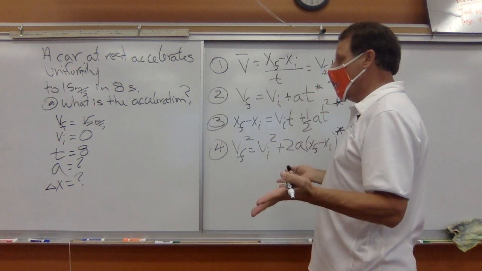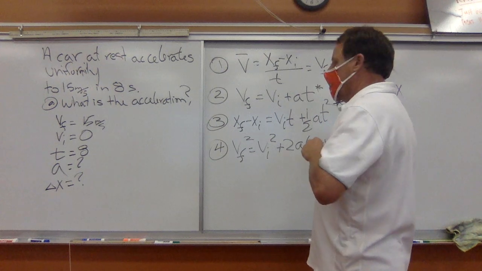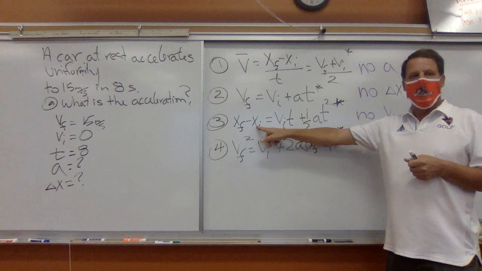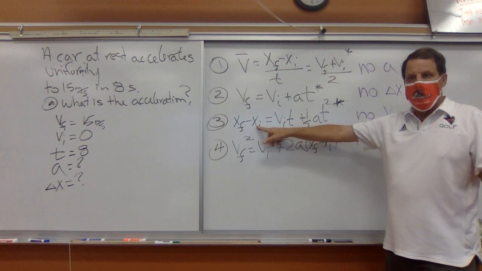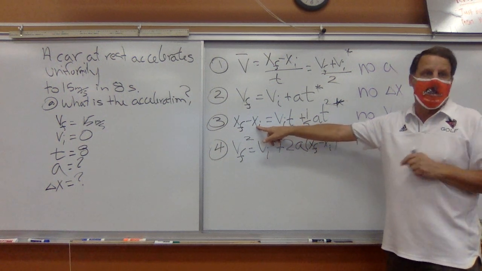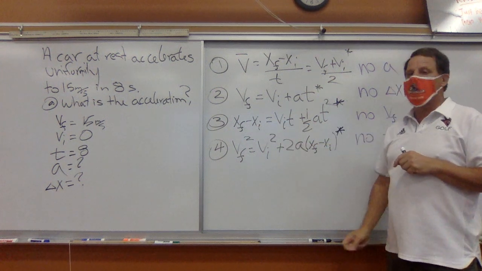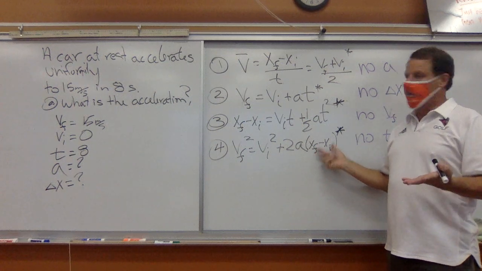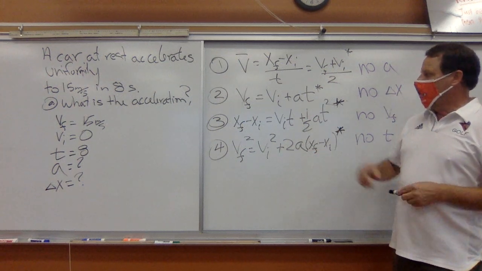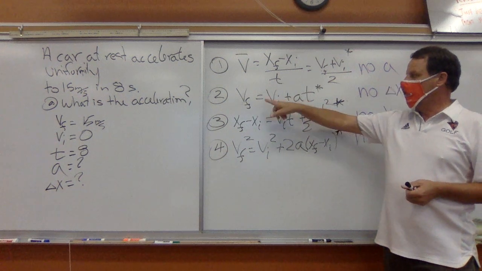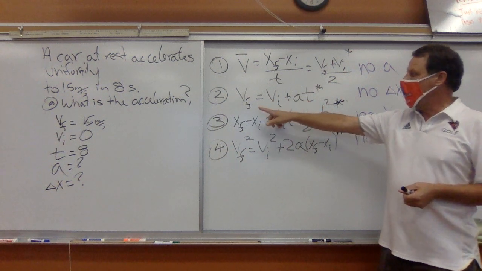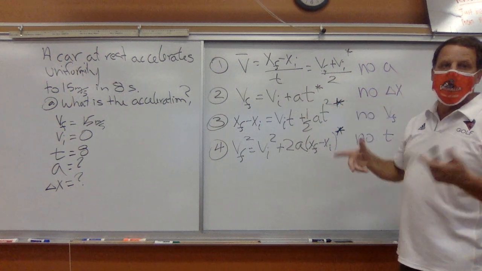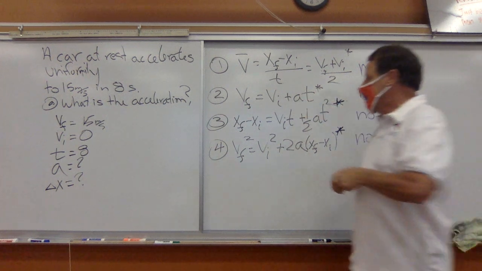So which equation do we want? Well, we probably don't want equation 3 because we don't know what the delta x is, and they're not asking us for the delta x. We probably don't want equation 4 because we don't know the delta x, and they don't give us the delta x. So 3 and 4 are out. If we look at equation number 2, we have the final, we have the initial, we have time, and the only one we don't know is this one. So we should start with equation 2.